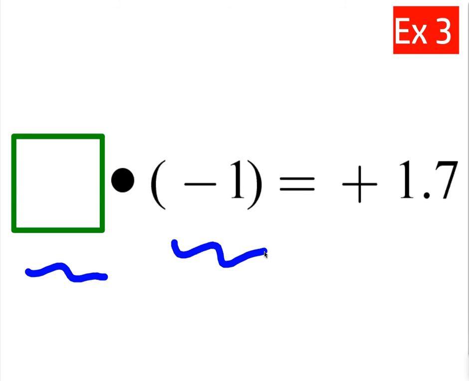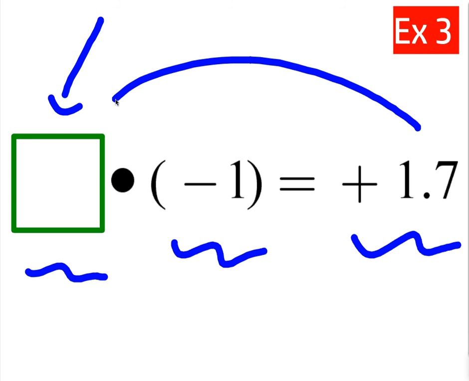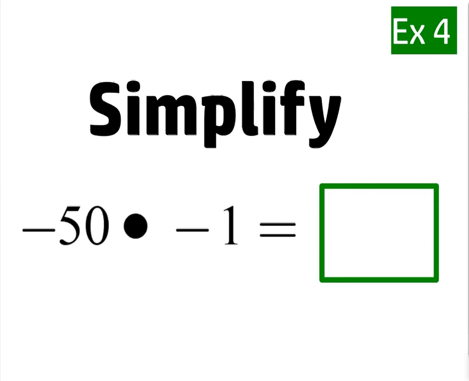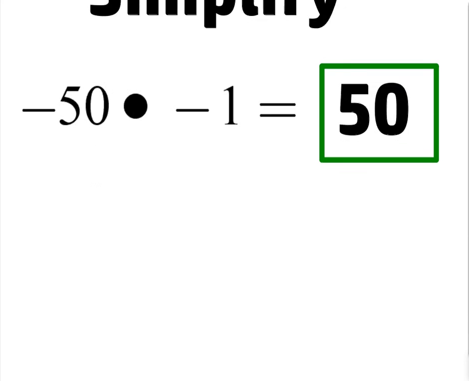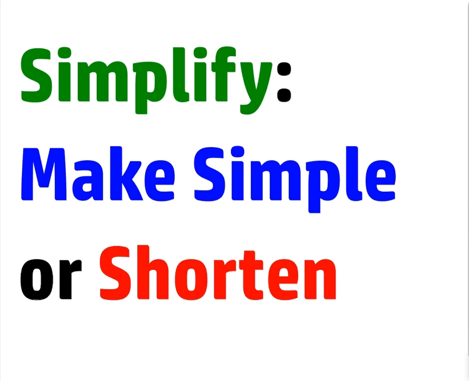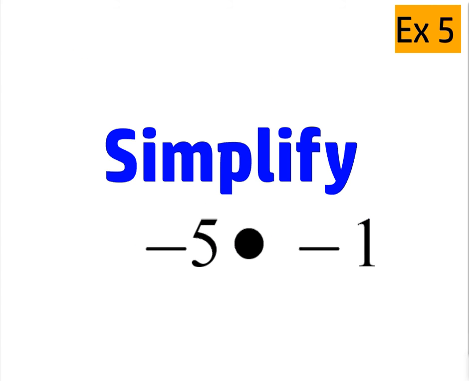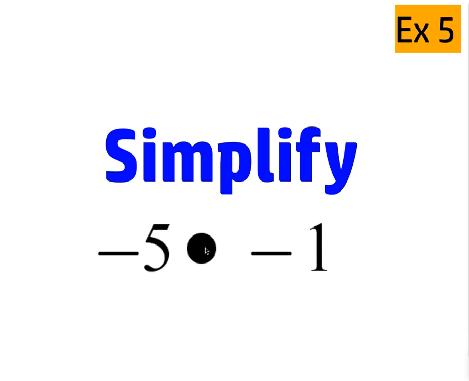Okay, what number times -1 gives you +1.7? Well, hopefully you can understand that it must be a negative number. And if I multiply by -1, then these two numbers should be the same, right? So the answer is going to be -1.7. Negative times negative gives you positive. -50 times -1 is going to give you +50 back. And again, simplify just means make as simple as possible, or shorten. In rare cases, you actually simplify something and it ends up not being shorter, but that's the exception to the rule. How about this? Simplify -5 times -1.